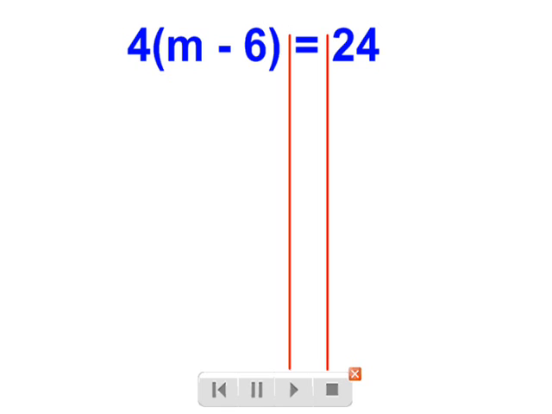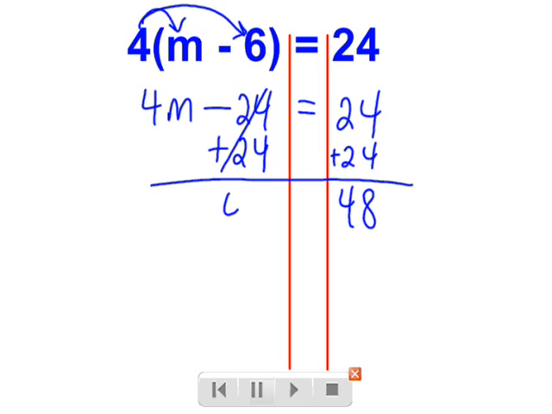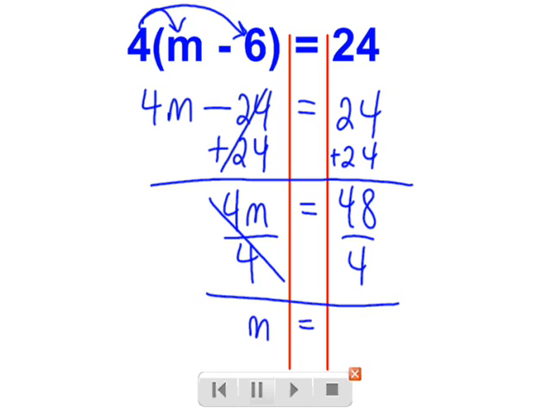Now, this is a little video I made for class. So you'll see here what I'm doing is using the distributive property to rewrite 4 parentheses m minus 6. And then what you have is a very simple two-step equation, and you solve it by using the inverse property. Now I'm down to a one-step equation, and I have solved for m. m equals 12. Okay, that was pretty quick.